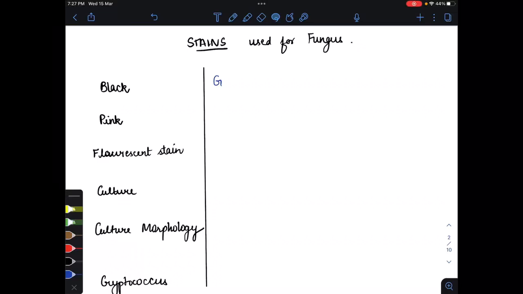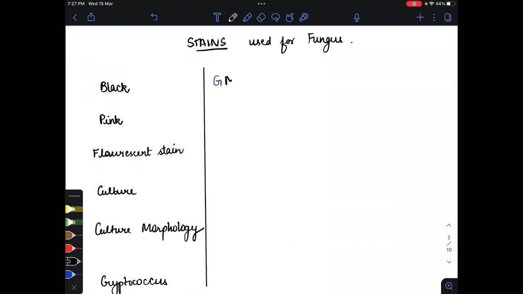Hello everyone. So in this video we are going to learn the most important stains used for staining of the fungi. Whenever we see a slide which is black in color, then it means the stain used is silver stain. So whenever the word silver comes, you have to automatically think that the color will be black.